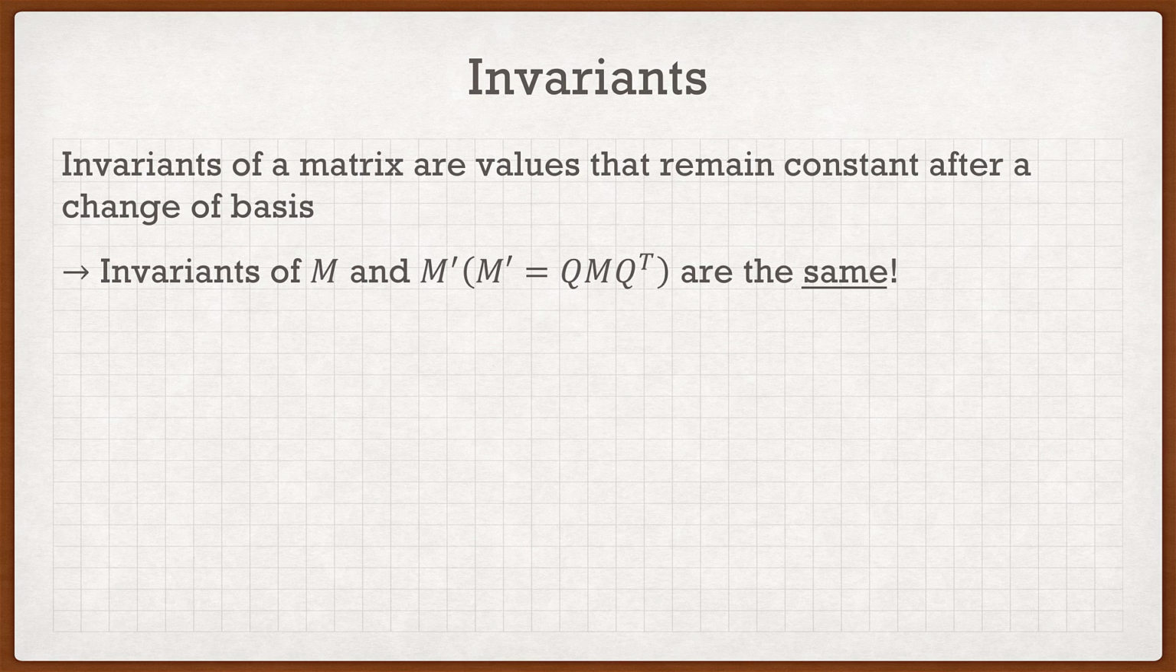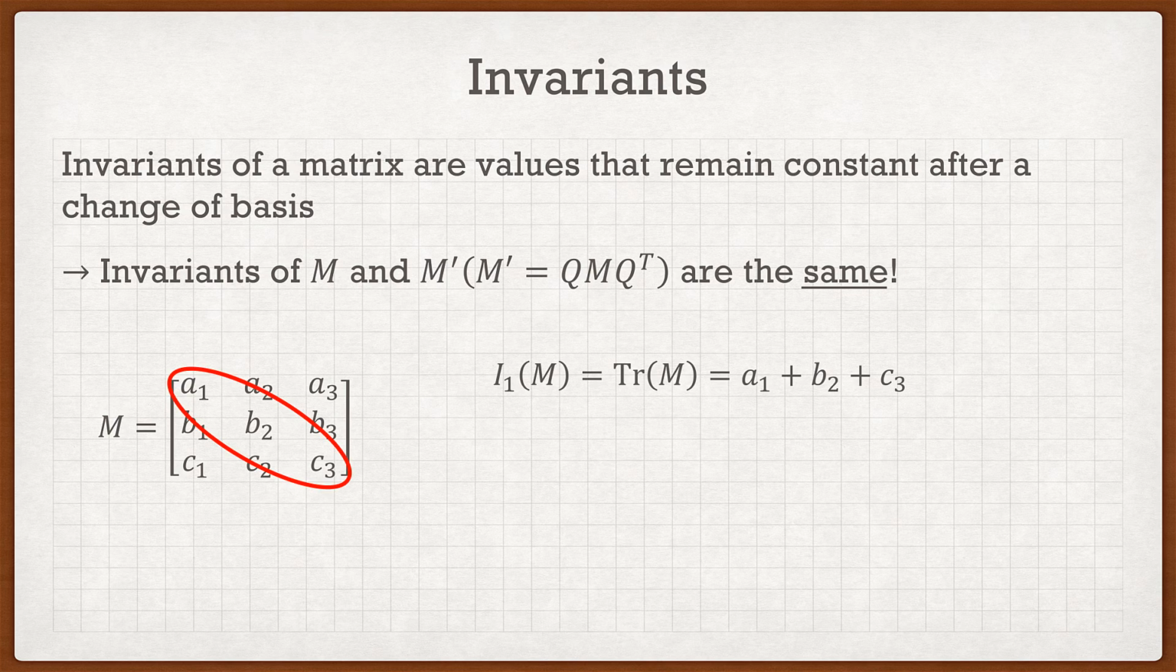But one thing you are going to have to do is calculate these invariants. So if I have the matrix A1, A2, A3, B1, B2, B3, and C1, C2, C3, the first invariant is also called the trace. So invariant 1 of M is equal to the trace of M, and that is the sum of the diagonal components. If I have a 3 by 3 matrix, it's A1 plus B2 plus C3. So it's what I have in that red oval. We're just going to sum up that diagonal portion.